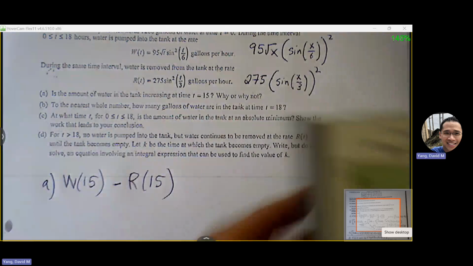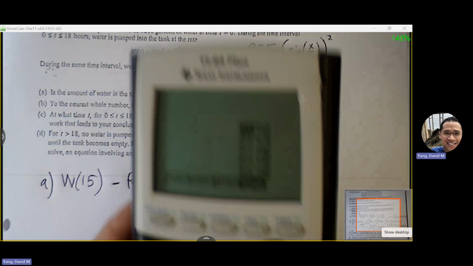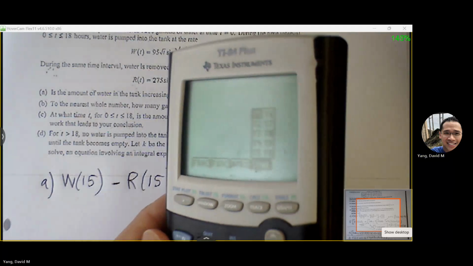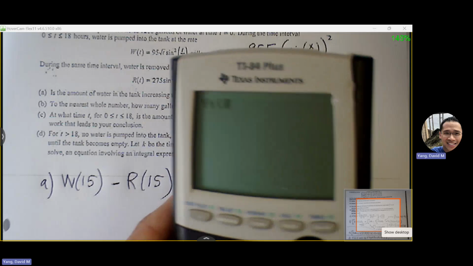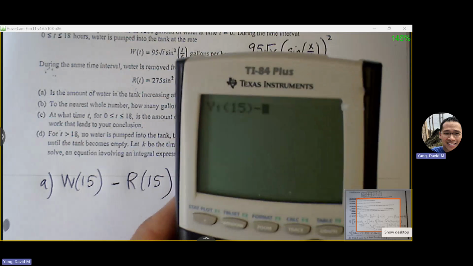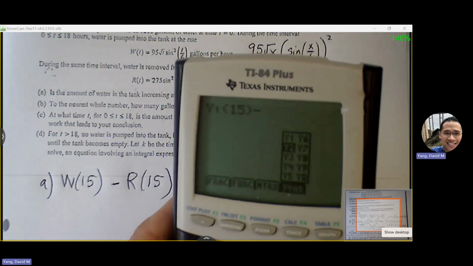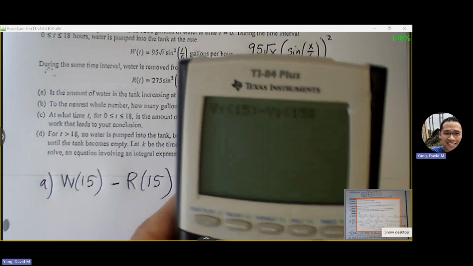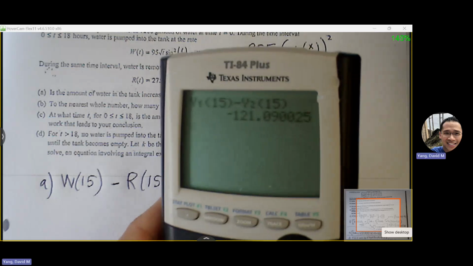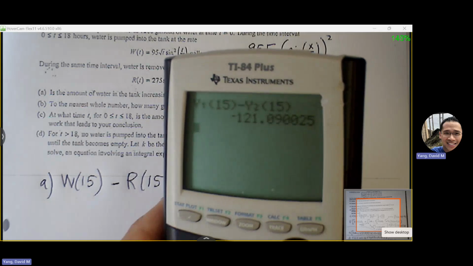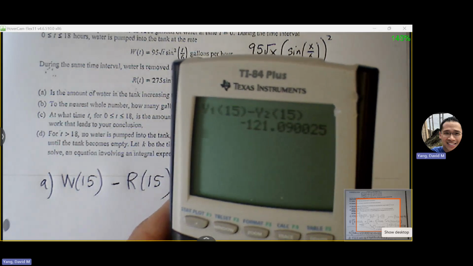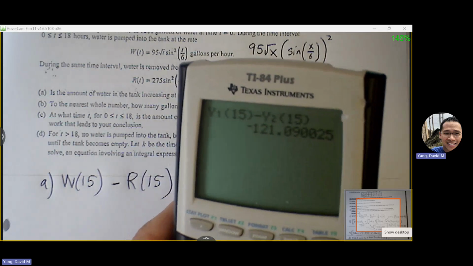Okay, so I'm going to my home screen. I'm doing alpha trace y1, which is holding my W of t. I'll put 15 in, minus alpha trace y2, parentheses 15. I get negative 121. So we know negative 121 is less than 0. That means R of 15 is going to have the greater rate. I know the amount of water is going to be decreasing and not increasing.